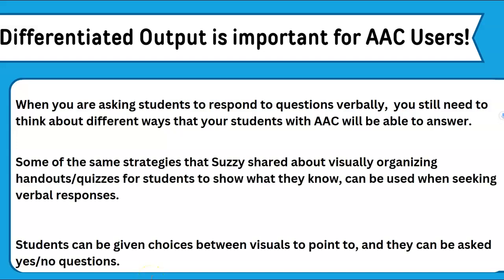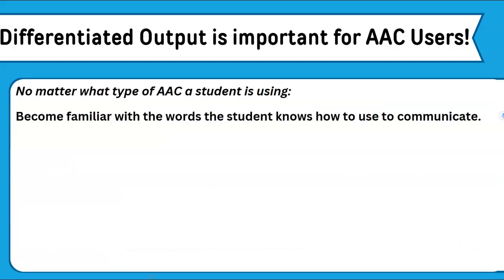Some of the same strategies that Susie shared about visually organizing handouts and quizzes for students to show what they know can still be used when seeking verbal responses. For example, students can be given choices between visuals to point to, and they can be asked yes or no questions. No matter what type of AAC a student is using, you need to become familiar with the words the student knows how to use to communicate with it.